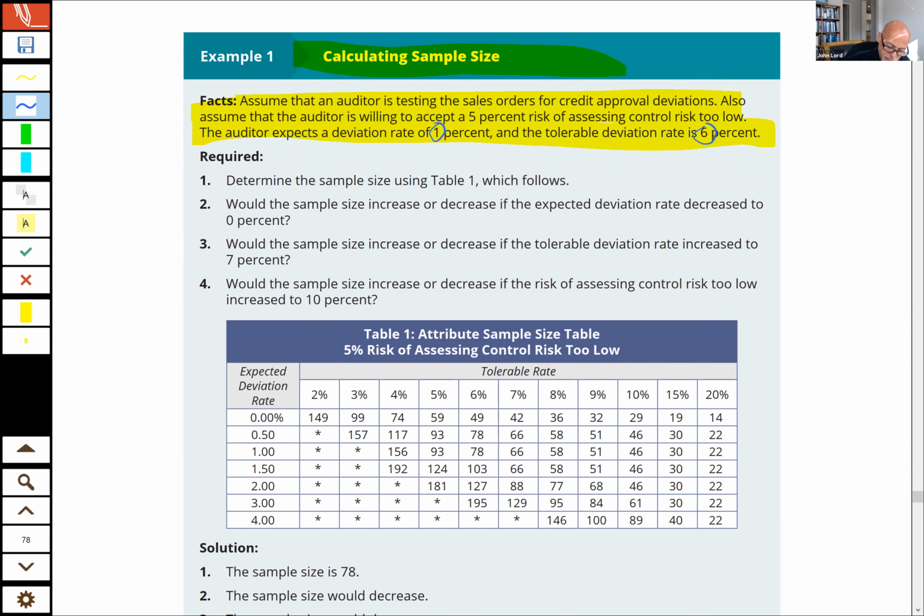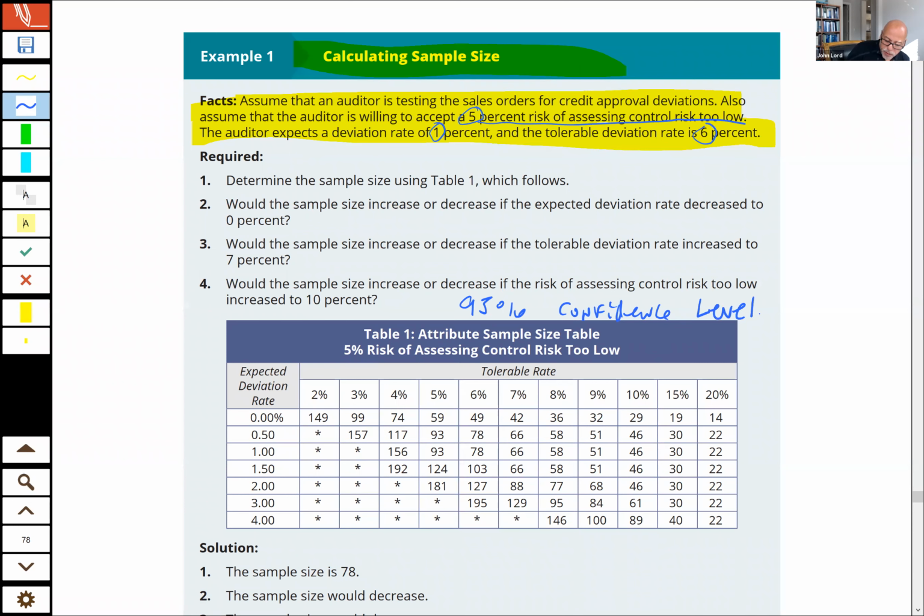The population size they don't talk about because it really doesn't affect sample size for this example here, right? Okay, and so what happens? First of all, I've got to make sure that I'm on the 5% risk of assessing control risk too low table. Now be careful on the exam. They could call this what? The 95% confidence level.